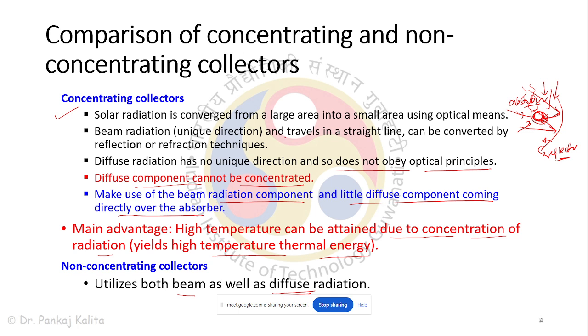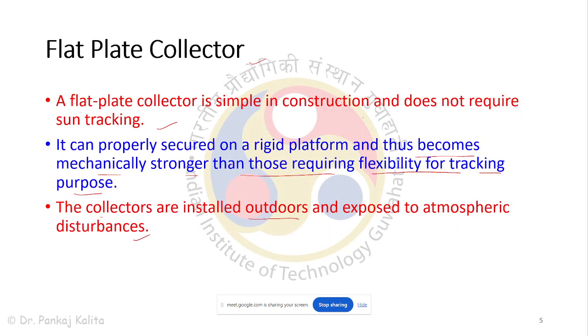So the concentrating collector mainly utilizes direct radiation, because direct radiation has a direction. Diffuse radiation does not have a definite direction, it's coming from all directions, right? So the concentrating collector mainly utilizes the direct radiation, and some part of the diffuse component also. These concentrating collectors are used when you require a very high temperature or very high thermal energy. And the non-concentrating type utilizes both beam as well as diffuse radiation.